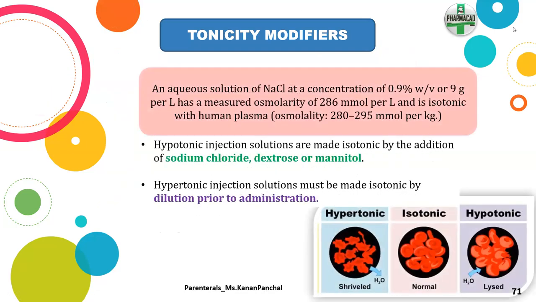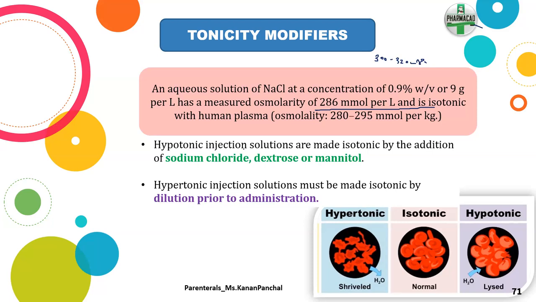Yeah, so these are the tonicity modifiers. An aqueous solution of NaCl at a concentration of 0.9% has a measured osmolarity of 286 millimole per liter. And this is isotonic to the human plasma. Fine? 286 and osmoles mein it is around, it becomes 300 to 320 milliosmoles. Jitna ho jata. Fine?